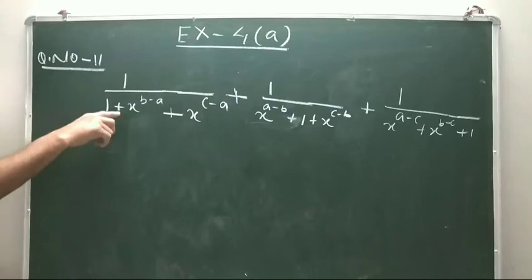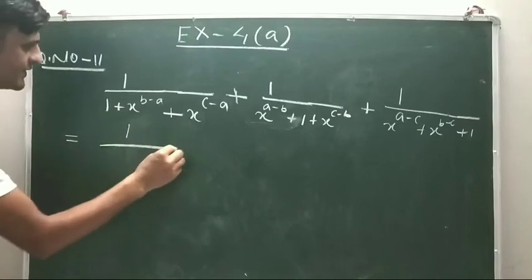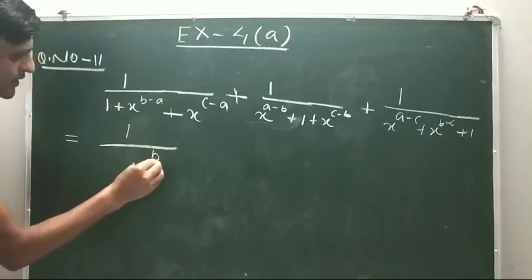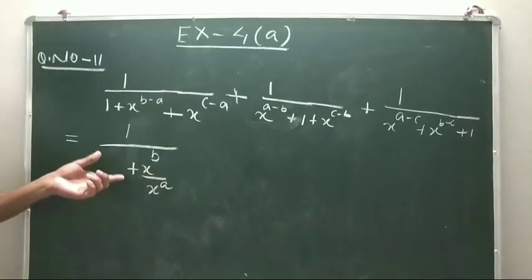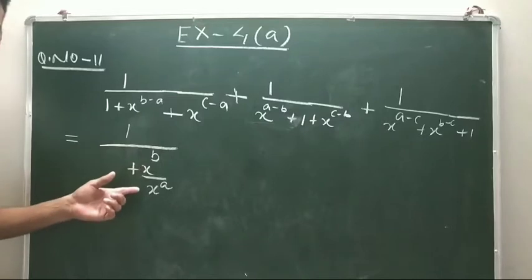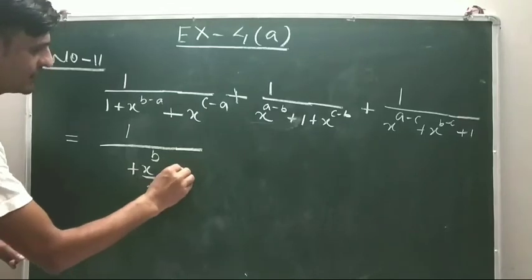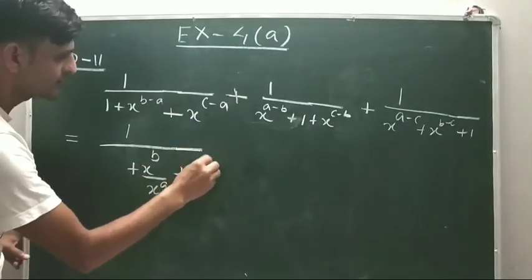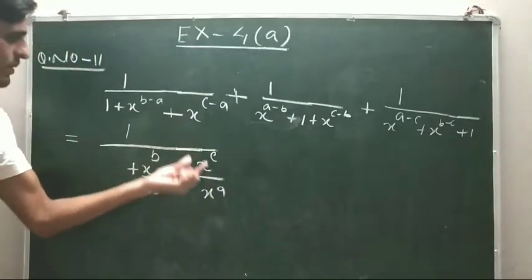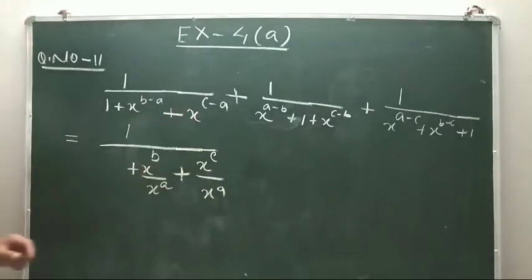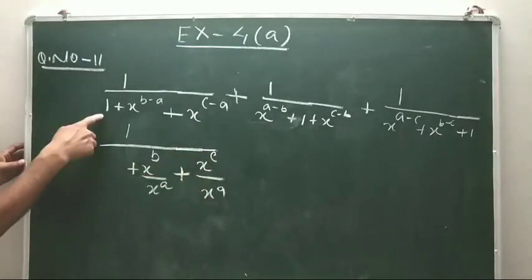If you observe the question, it is clearly visible that x to the power b minus a can be written as x to the power b divided by x to the power a, because we know the law of indices says that if the bases are same and they are in division, the powers are subtracted. Similarly, here it can be written x to the power c by x to the power a. See, c minus a. That means bases are in division mode, so the powers are in subtraction. Now see, x to the power b, x to the power a, x to the power c, x to the power a.